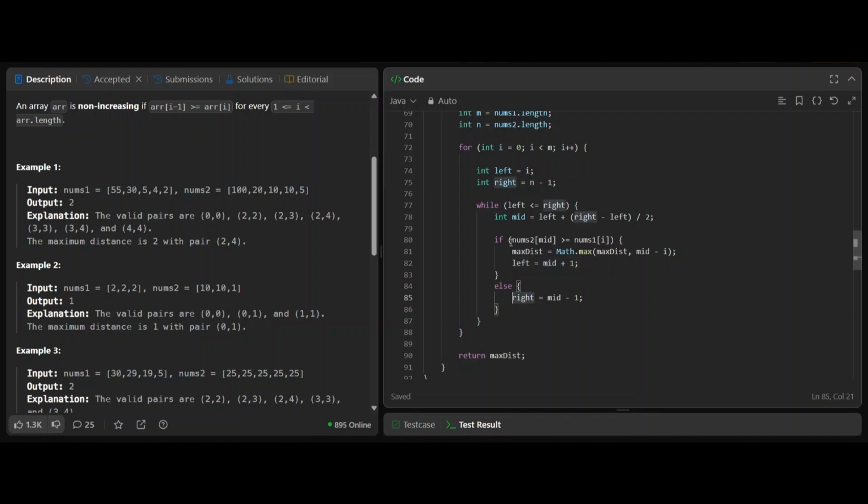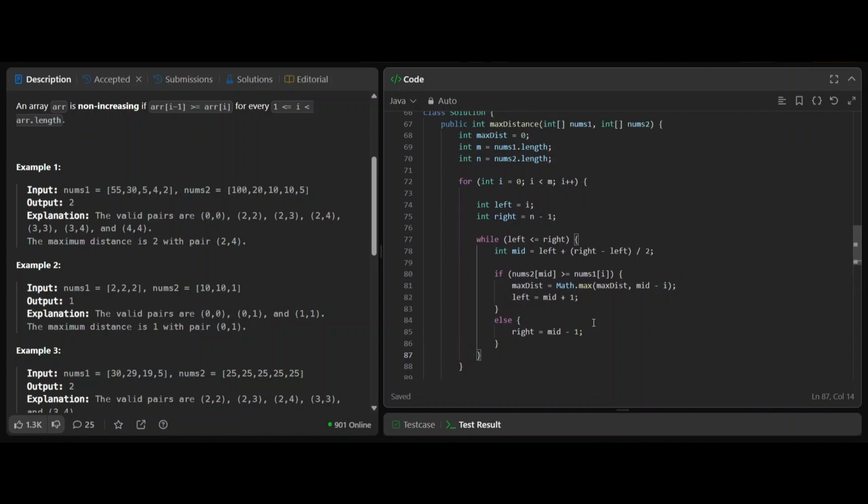And then if this is not a valid answer, it means that I need a bigger value for it to be valid, right? So where are the bigger values? Bigger values are on the left side. So that's why we are doing this. If this is not a valid answer, then go on the left side because eventually you will get the bigger values. Got it? So that's how our binary search works.